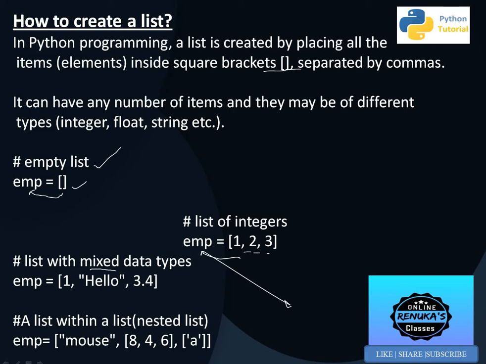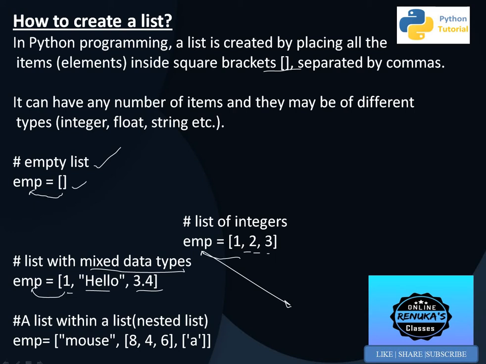Then list of mixed data types. As we discussed earlier, list is not a homogeneous type, means it contains different elements of different data types like integer, string, float, all enclosed in square brackets and assigned a name. So emp here is a list with mixed data types.